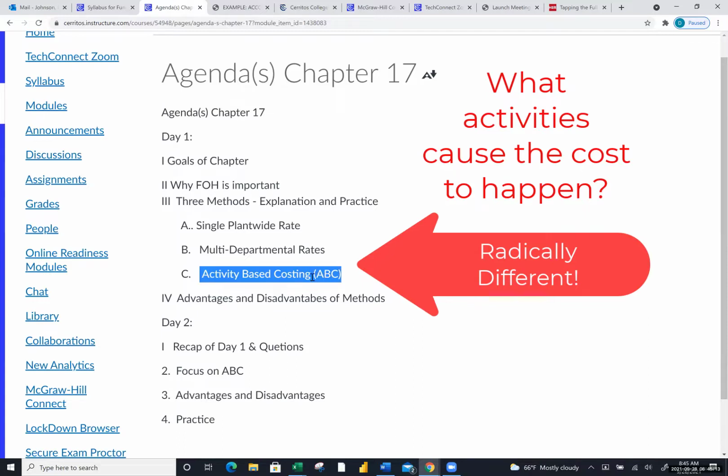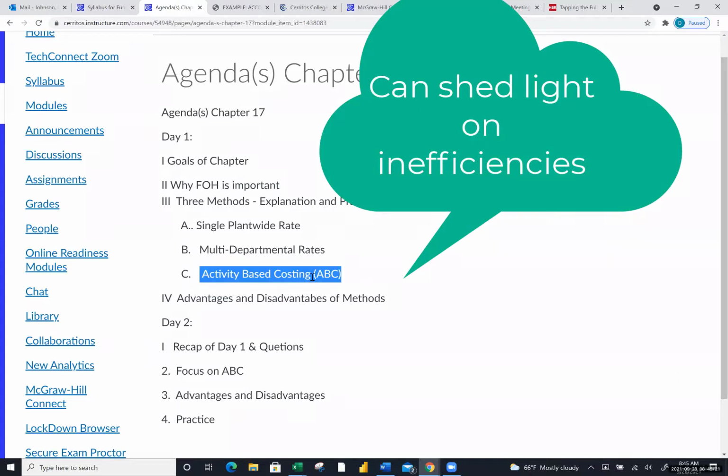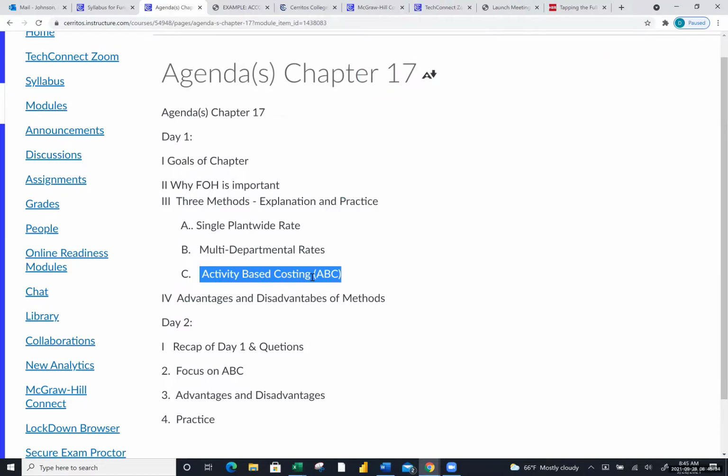And what they found is that by implementing this activity-based costing, it shed a lot of light on where inefficiencies in their manufacturing operations were coming from. And so it has actually saved money in the long run if companies can get over the startup costs. We'll be talking about that one a little bit today, but because it's going to take us quite a while to do activity-based costing, we'll spend most of our second day working on that.